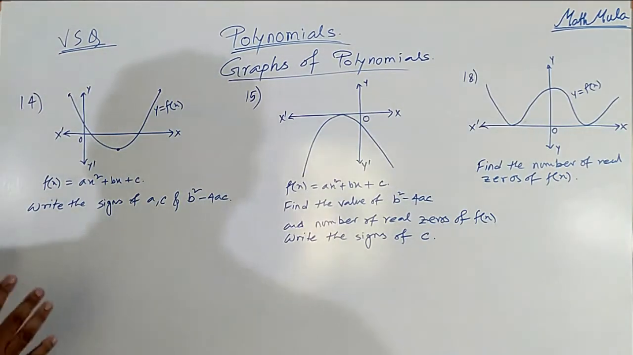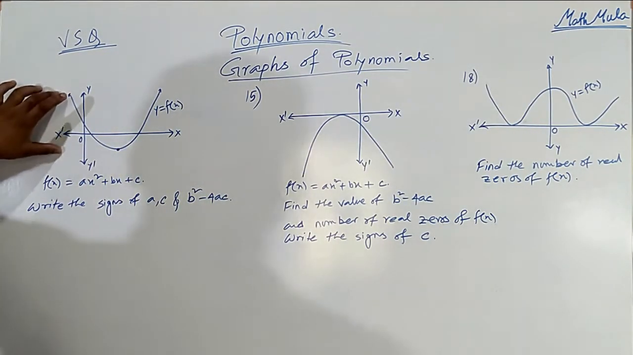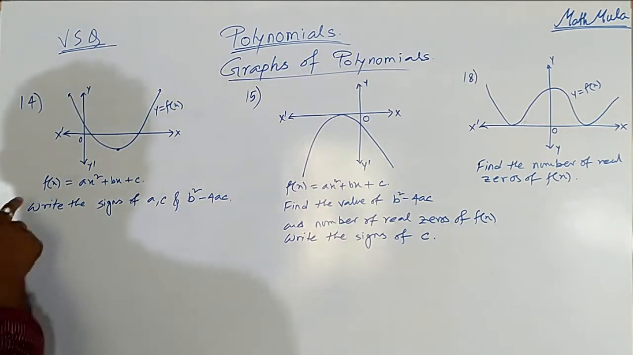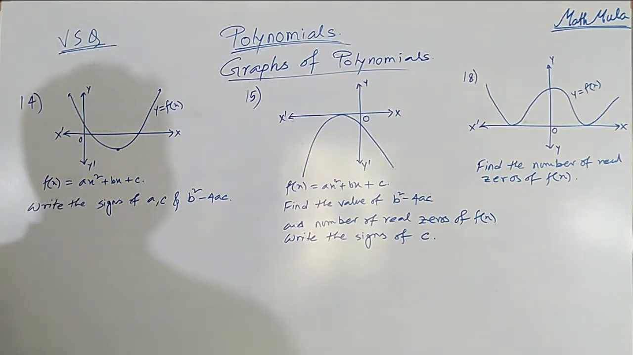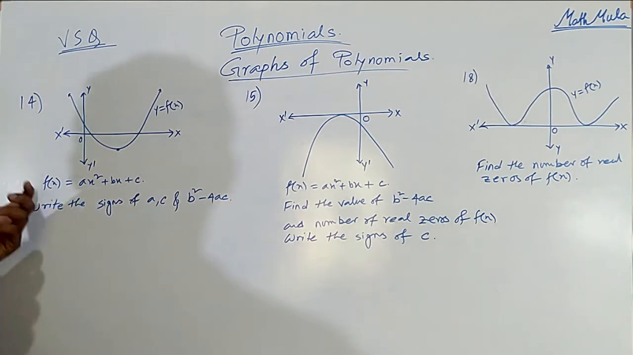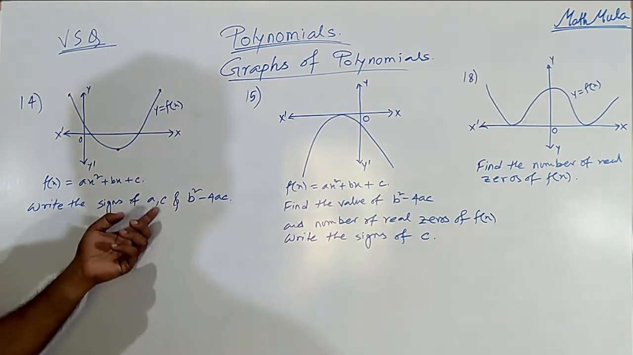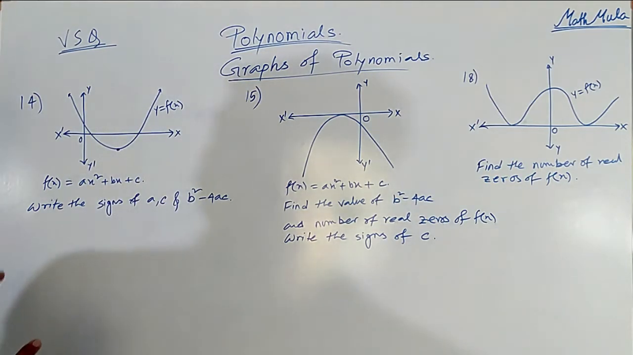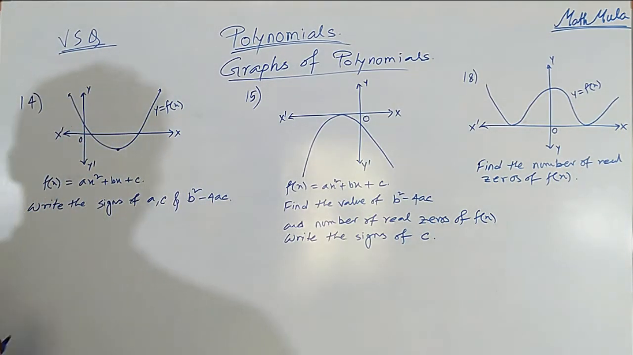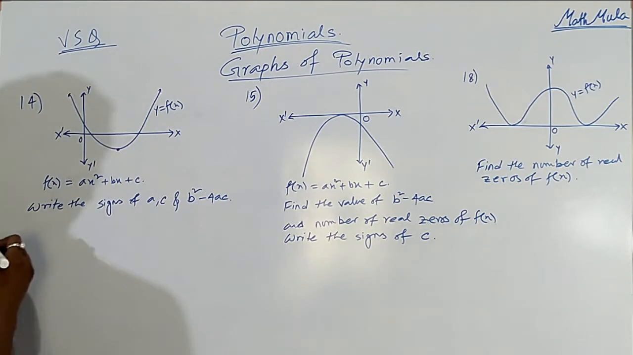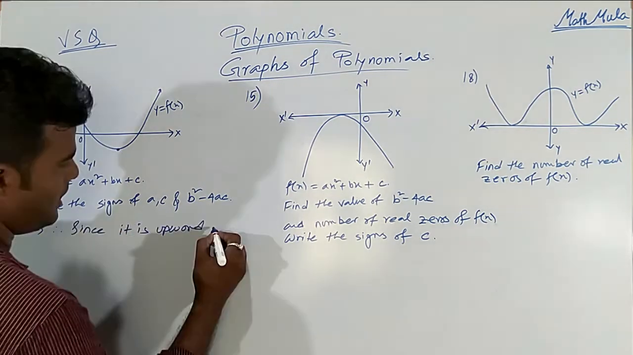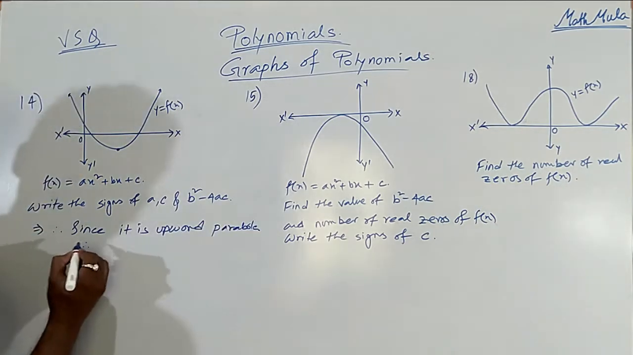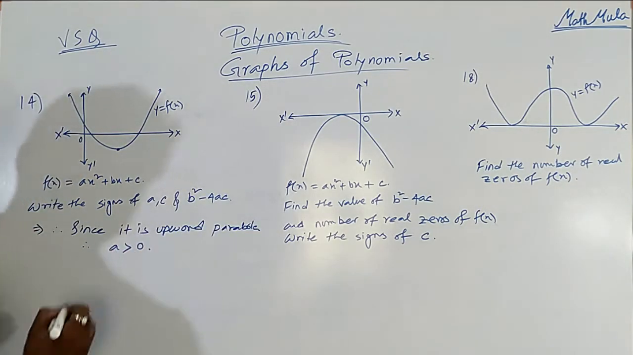Sum number 14. The question is, this is the given graph of a quadratic polynomial f of x equals ax squared plus bx plus c. Now we have to write the sign of a, c and b square minus 4ac. Now from the observation of a quadratic polynomial, we know that if the curve is upward, the sign of a must be positive. Since it is an upward parabola, therefore a must be greater than 0.